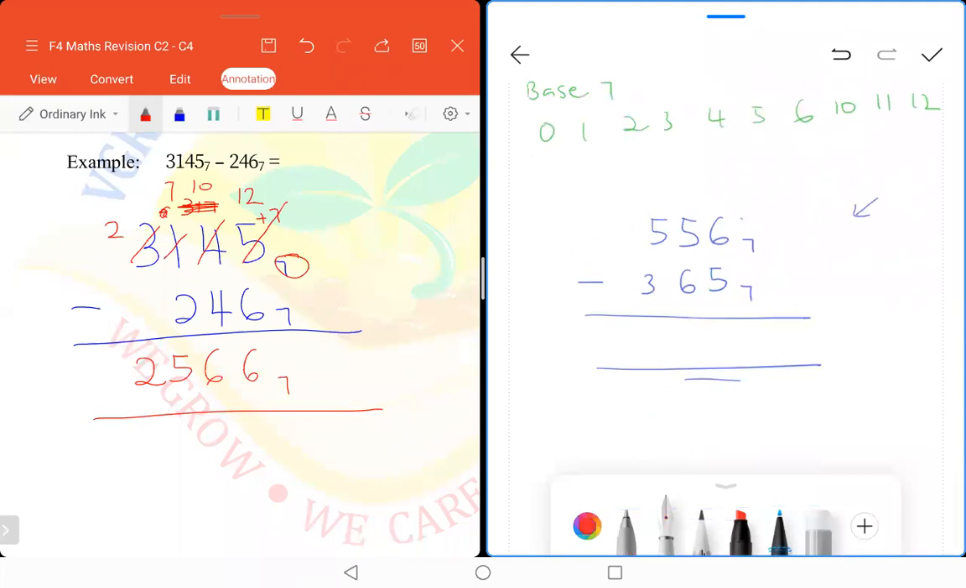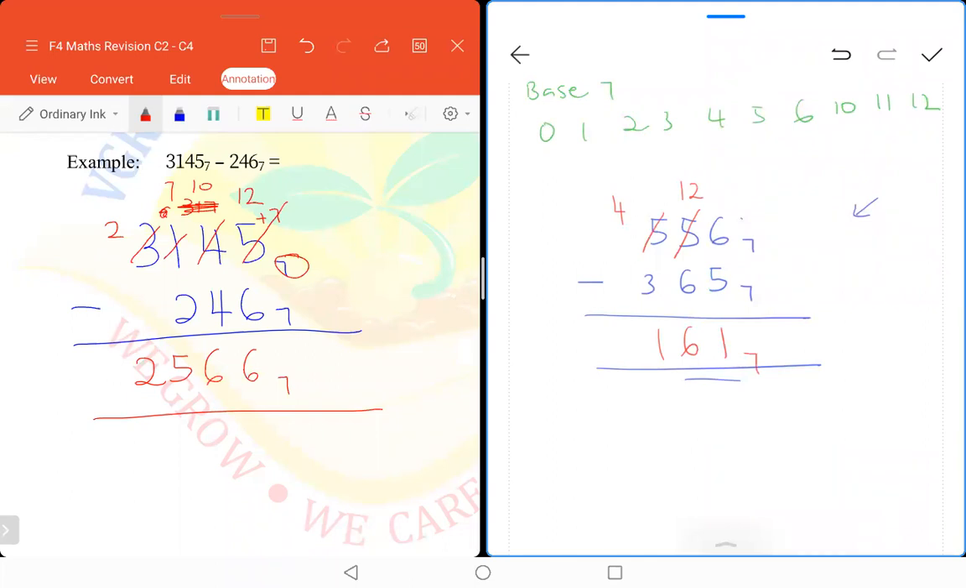Okay, 6 minus 5 is 1. Not enough, insufficient, borrow from here. So 5 plus 7 is 12, so it's 6. Yeah, answer is 161, base 7. Correct. So shouldn't be any issue for addition and subtraction.